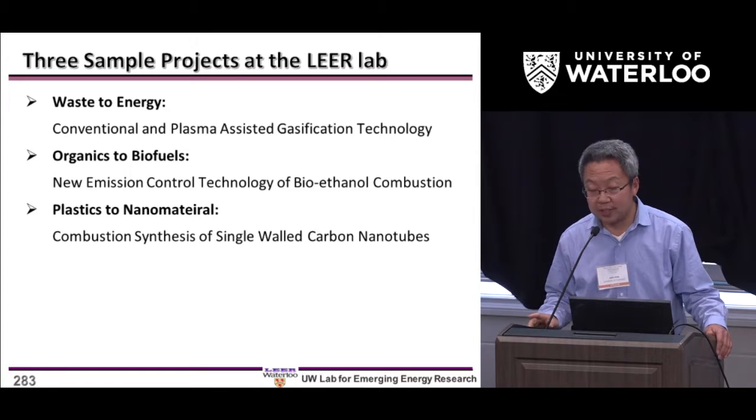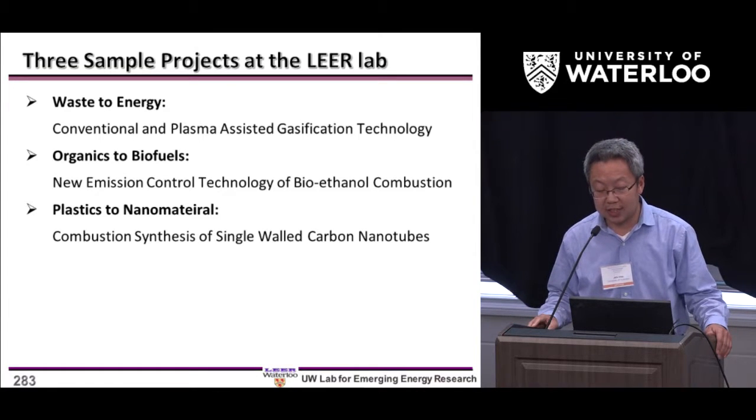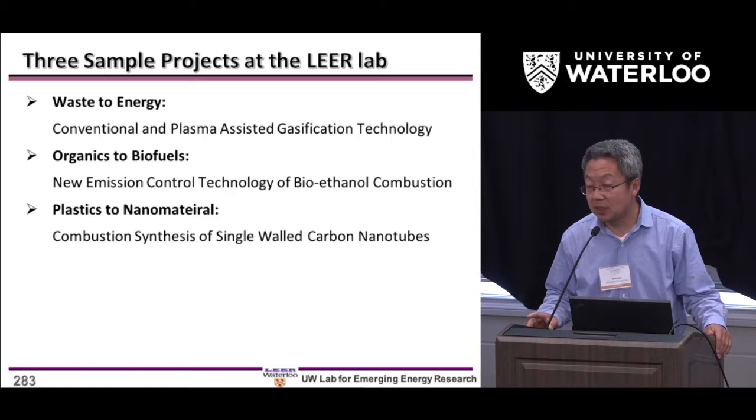The first one is gasification technology. Secondly, organics to biofuels: we look at how to reduce the emissions further from bioethanol combustion. Bioethanol you can treat as a biofuel, but the combustion still produces greenhouse gases and also particulates. We have to get rid of them. Thirdly, something very new that I'm going to talk about later: how to use waste plastics to make high-value products, such as carbon nanotubes.